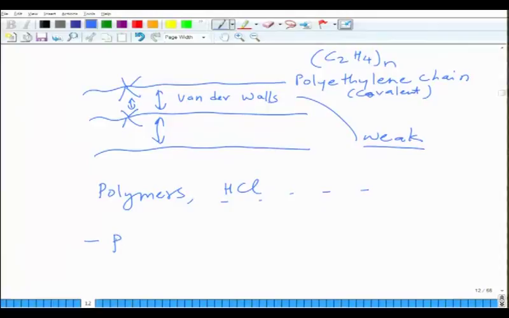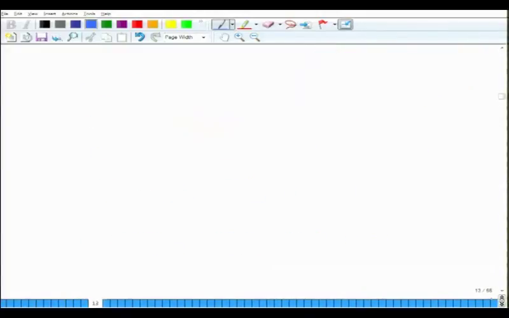So, you can also have examples like PVDF, or you can have PVC. Some of them may have permanent moment, some of them may not have permanent moment, but still you will have this secondary bonding.